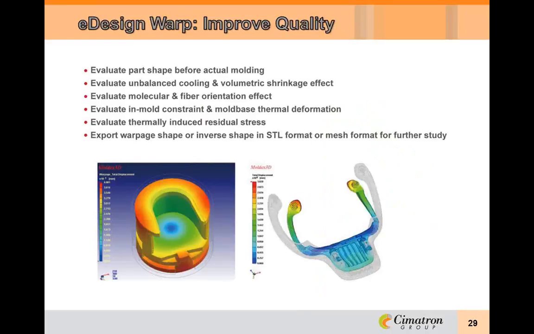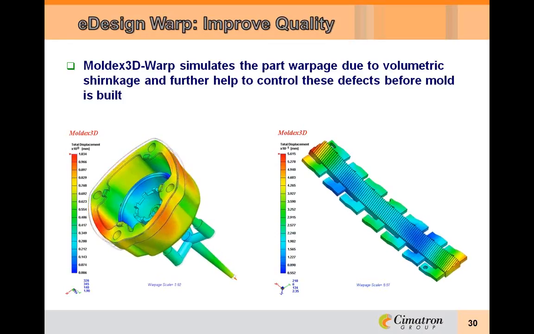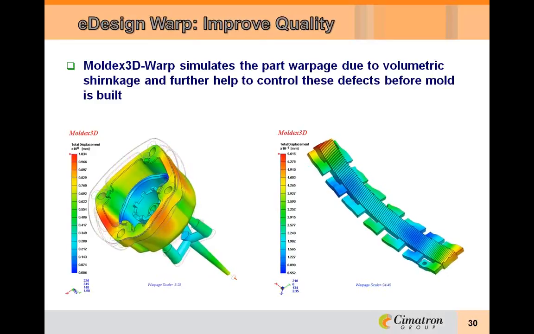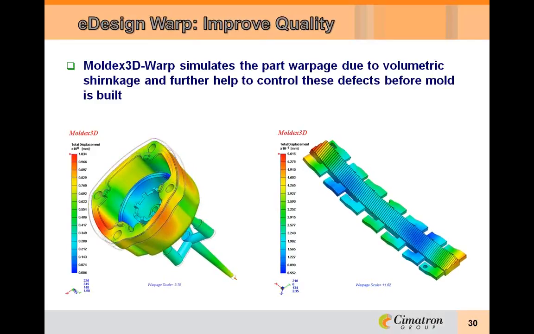eDesign Warp provides users a true 3D simulation tool to anatomize the causes of shrinkage and warpage and further control these defects before the mold is built. You can easily and efficiently improve the part quality and optimize design. For fiber-filled material, eDesign Warp incorporates fiber composite theories and the fiber orientation results from eDesign Fiber to predict its anisotropic shrinkage and warpage. Here we can see a scaled-up animation of the warpage behavior.